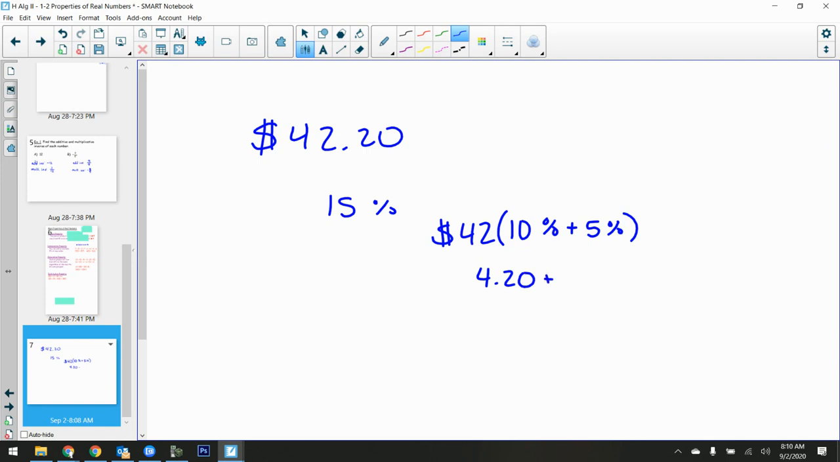So 5% is just half of 10%, right? So if 10% is $4.20, what's 5%? $2.10. And then we can add those together. $6.30. Heck, round up, give them $6.50. I mean, 15%, I try to hit 20% when I can, which is really easy. Then you just find 10%, double it, right? But again, that's just an important life skill that I think you should have.